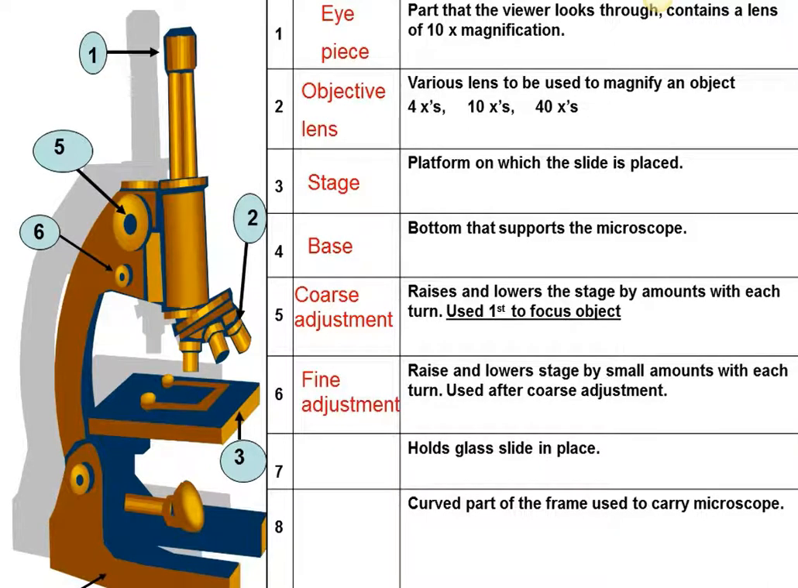Once you use the coarse adjustment to get the object into view, then you use this knob to fine-tune it to your particular viewing site, and it raises and lowers by really small amounts by the turns, and it's called the fine adjustment.